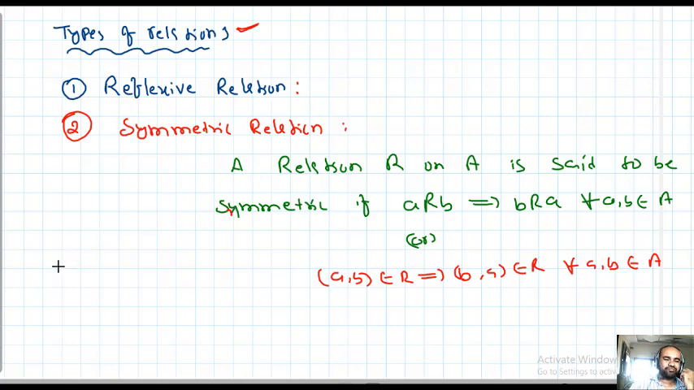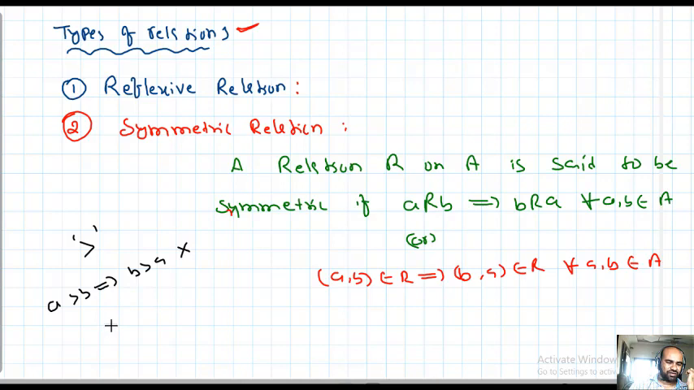Next, greater than: is it symmetric or not? A greater than B implies B greater than A. If this statement is true, then greater than is said to be symmetric. A greater than B implies B greater than A is wrong, no? If A is greater than B, we can't say that B is also greater than A. This would imply A equal to B, only then it happens. That's why greater than is not a symmetric relation.